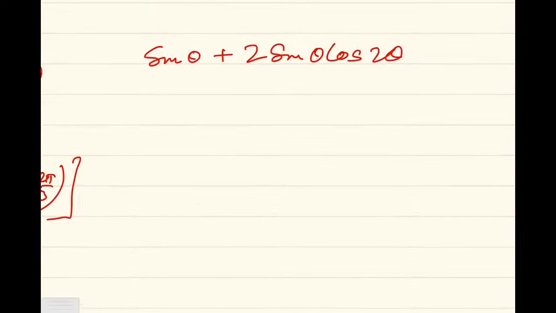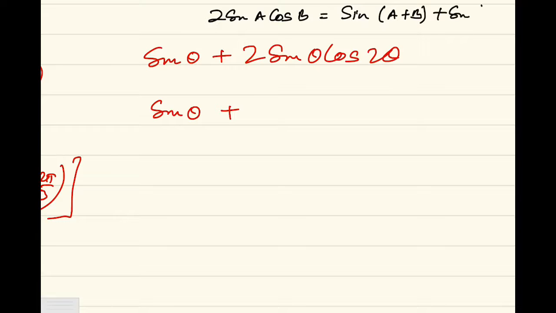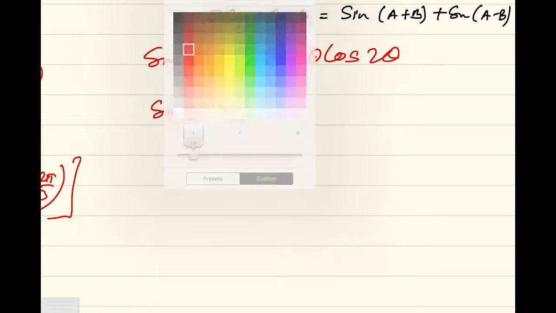Now let's simplify this part. So now I have, this is sine theta, and everyone knows the formula of 2 sine cos. What's the formula? Let me write it somewhere up here. 2 sine A cos B. That's the first category. The formula is sine A plus B plus sine A minus B. That's the formula. Let me put it here. So I get, let me do it in a different color.